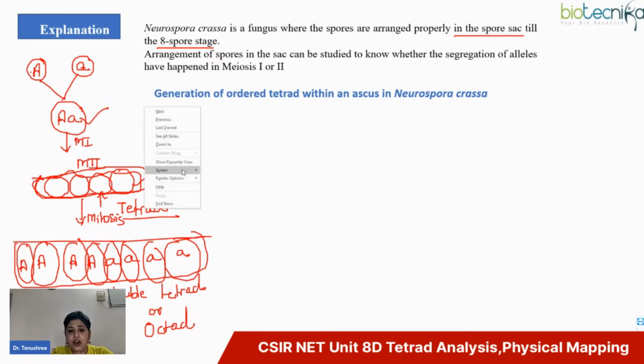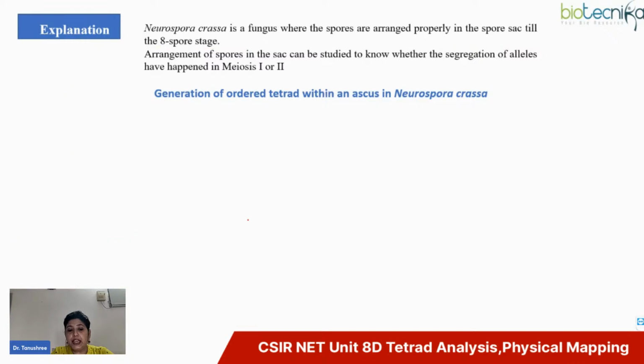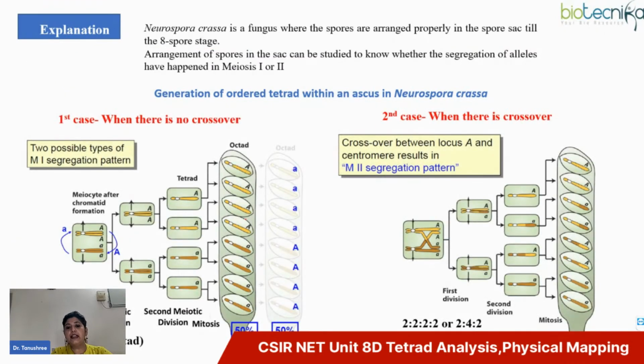Now, if we talk about segregation, always remember that the generation of an ordered tetrad within an ascus in Neurospora can be studied by considering two cases. One case is when there is no crossing over, and the other is when there is crossing over. I told you there is a fusion of cells of two different mating types. We consider one cell with this genotype and another cell with this genotype. When they fuse together, they form a diploid zygote, so it is heterozygous, right?